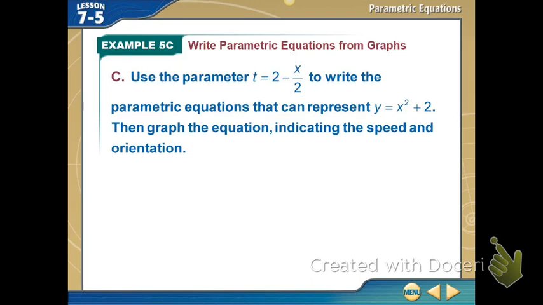Now you try. Use this parameter, t equals 2 minus x over 2, and see if you can take the rectangular equation y equals x squared plus 2 and turn it into two parametric equations, one for x and one for y, and then graph. Go ahead and pause the video, do the work, and then when you're ready to check your answer, then you can come back.